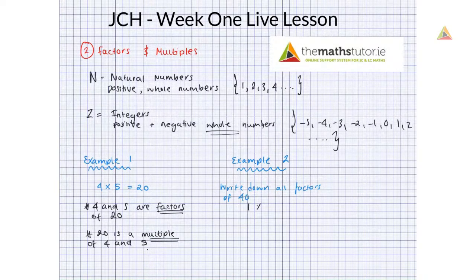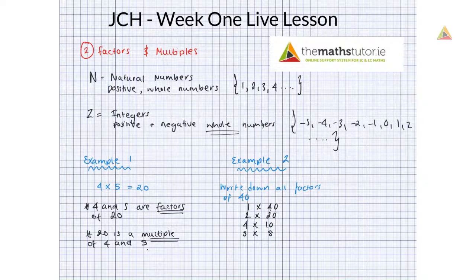So we know 1 by 40 gives us 40. We know 2 by 20 gives us 40. We know 4 by 10 gives us 40. We know 5 by 8 gives us 40. We know 8 by 5 gives us 40. And 10, 4 again. So they're all the factors.